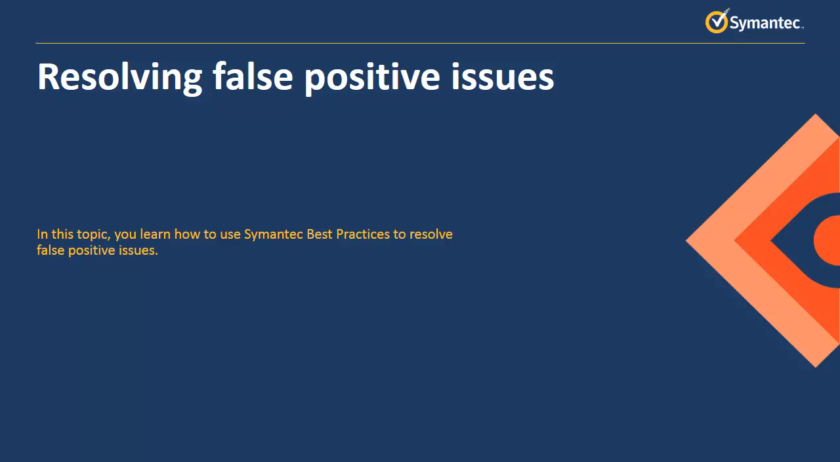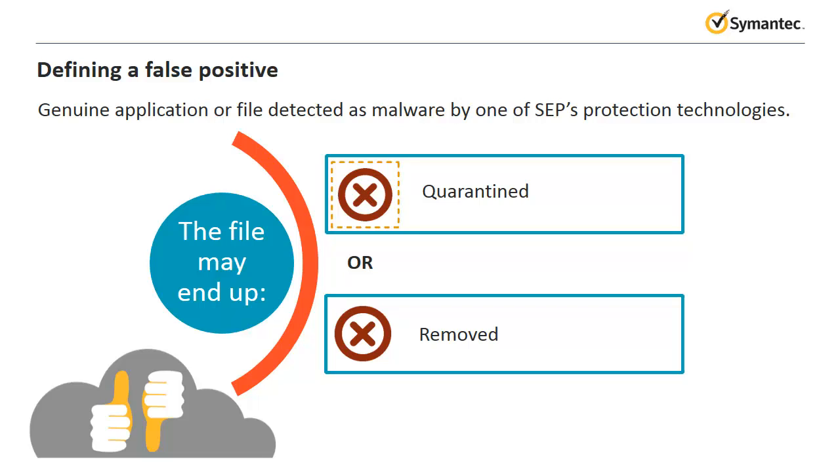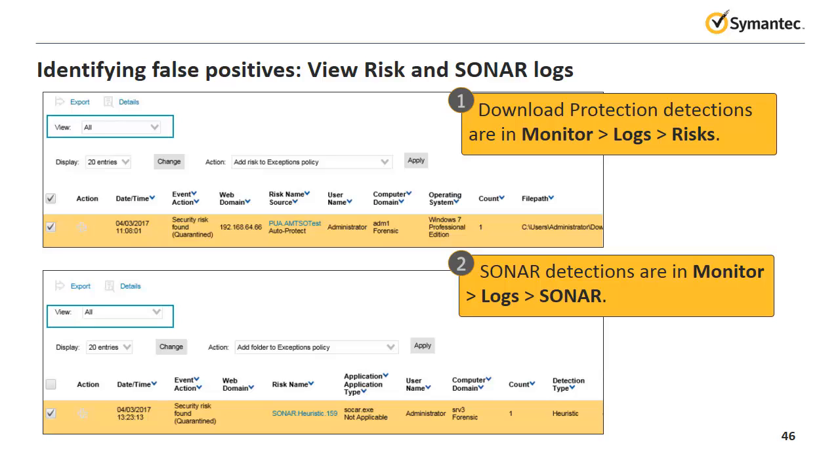In this final topic, you'll learn how to identify and resolve false positive issues in your environment. A false positive is a genuine application or file detected as malware by one of SEP's protection technologies. The file may end up quarantined or removed. Among other detections, you can use the SEP risk log to identify and address false positives.